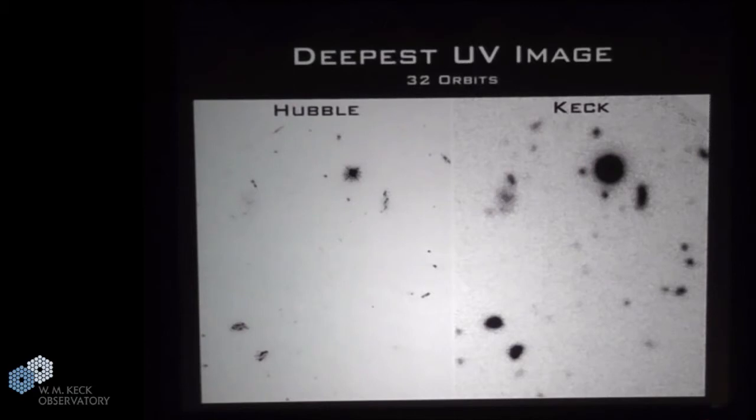We don't want to point Hubble blindly. It's way, way, way too expensive. So Keck was able to find out where these galaxies were that were emitting this ultraviolet light, and then we could go and point Hubble in that same direction. And you can see the benefits, right? You see exquisite detail in these galaxies.